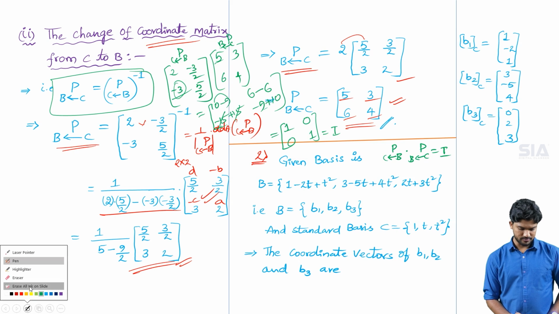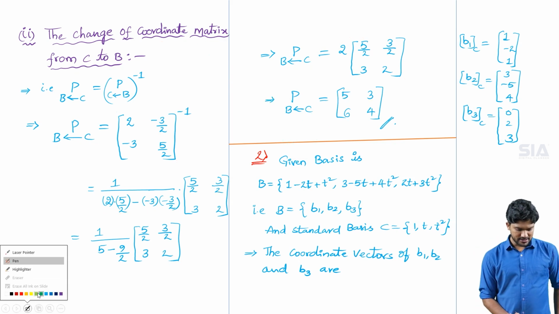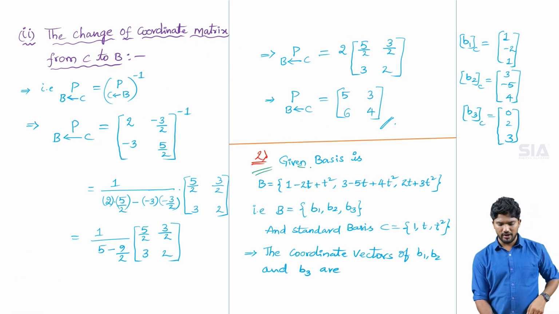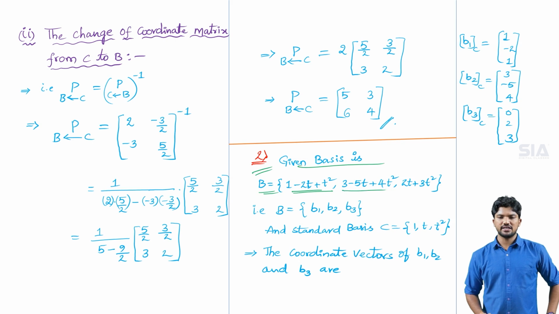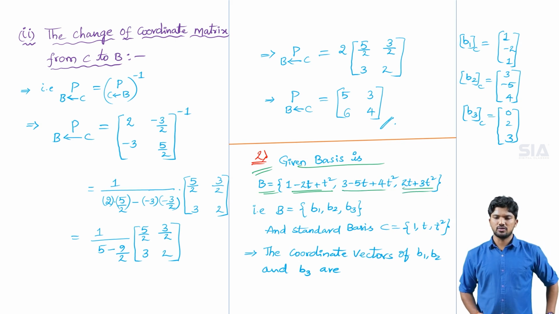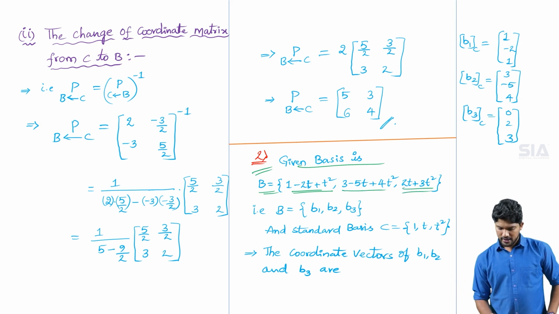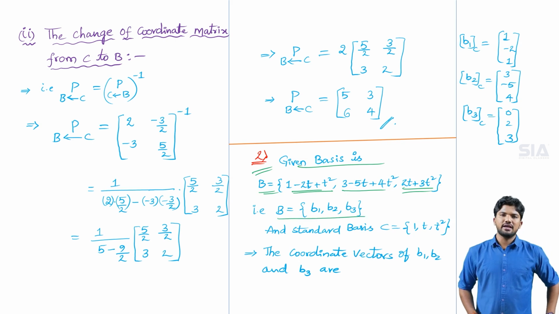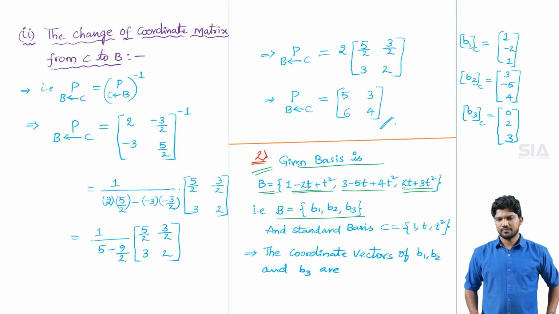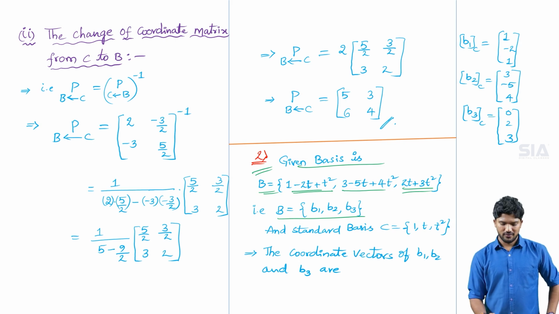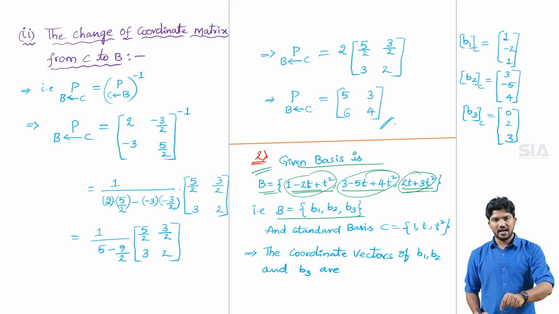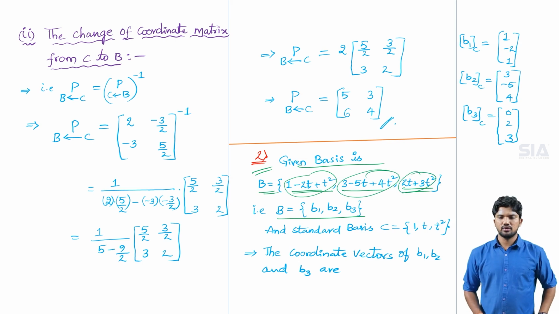That is the explanation. Next, you can see the second problem. In that second problem, the given basis is capital B equals 1 minus 2t plus t square, 3 minus 5t plus 4t square, and 2t plus 3t square. Here the given capital B is a basis b1, b2, b3. Here b1, b2, b3 are column matrices. How can we obtain the column matrices? From these quadratic equations only. From these quadratic equations, the scalar values give us the b1, b2, b3 values.